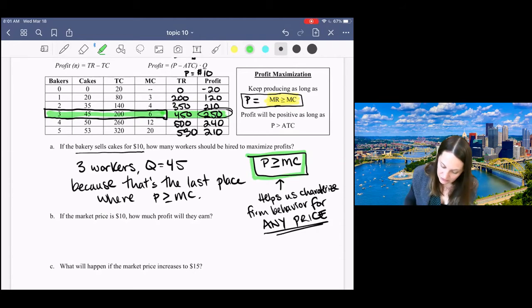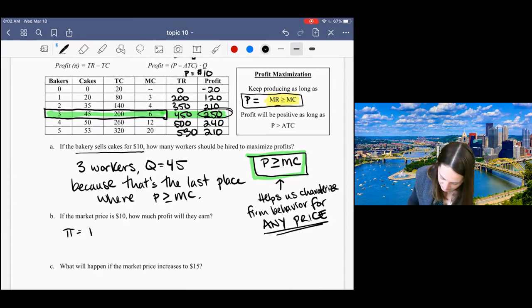I will though, if you look here in part B, I will ask you to calculate profit, but usually only at a single point. So that's just one calculation. So we've already done this. We know the answer is $250, but let's just go ahead and write that out as if you were doing a homework problem or an exam problem.